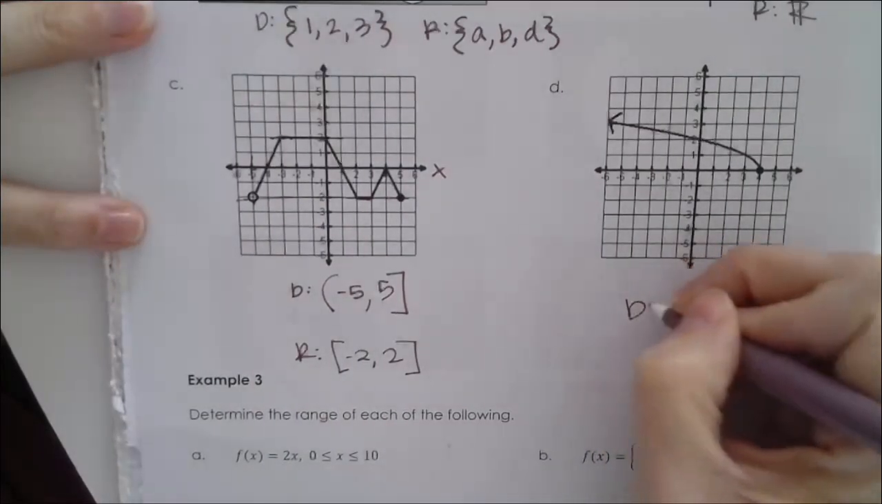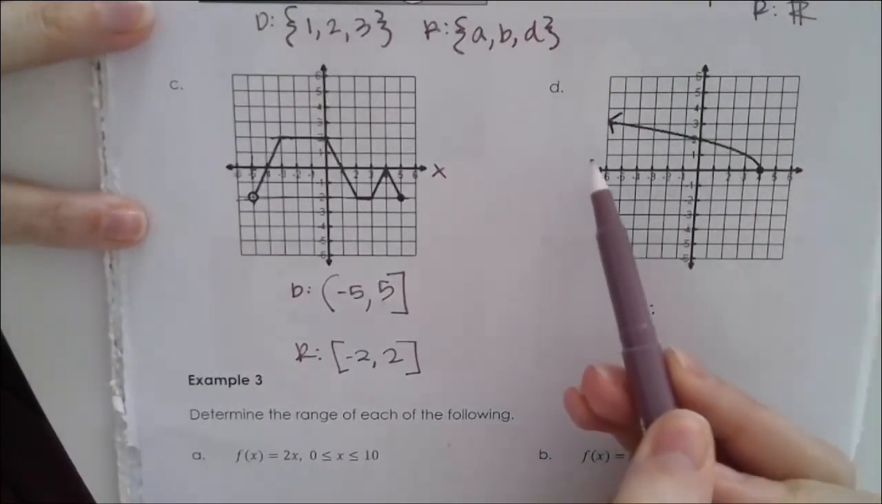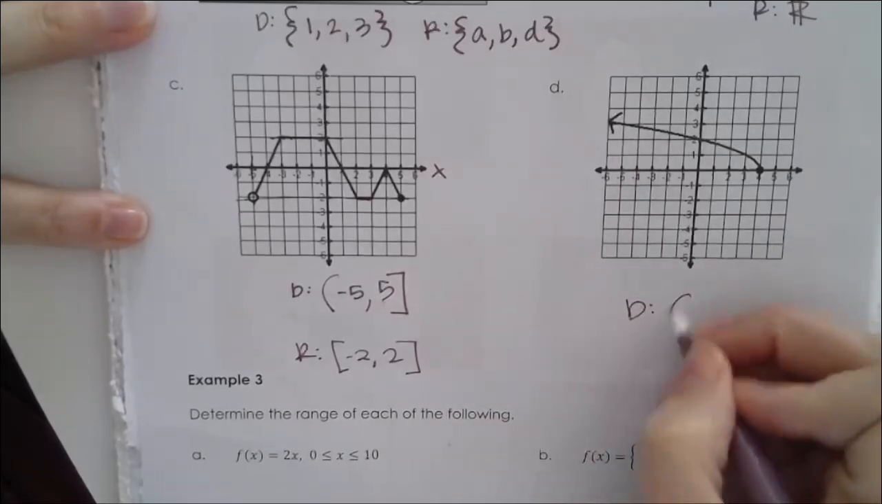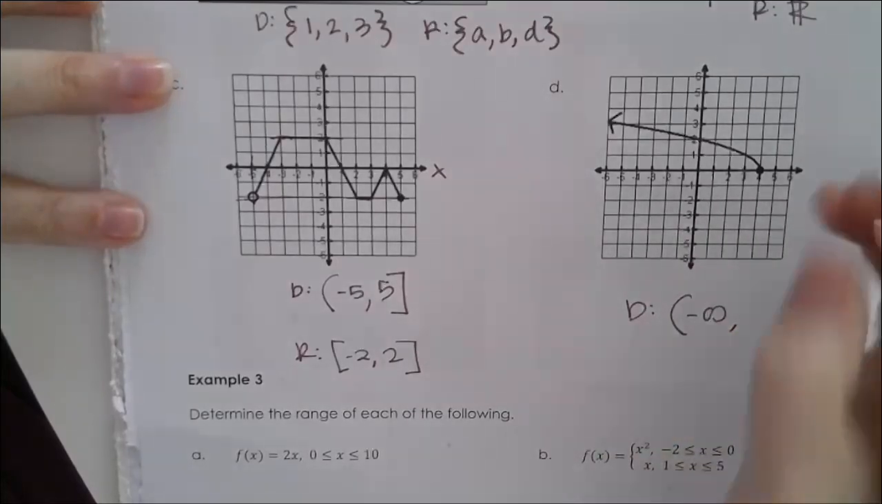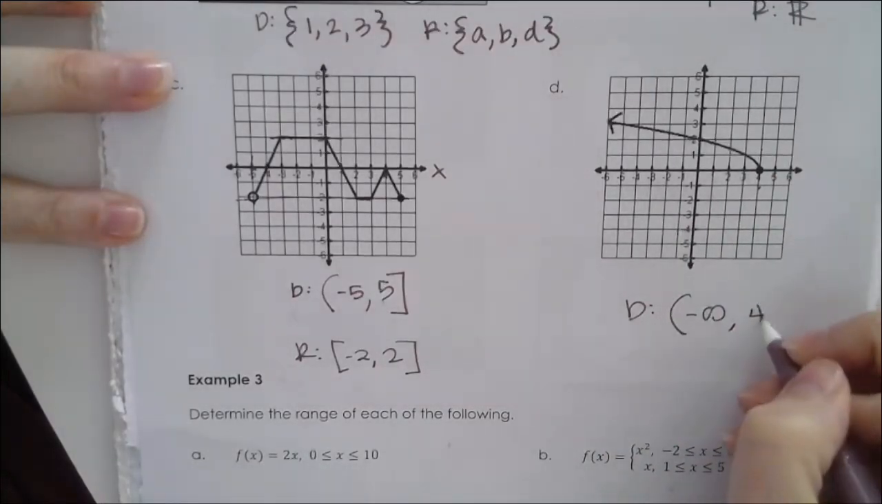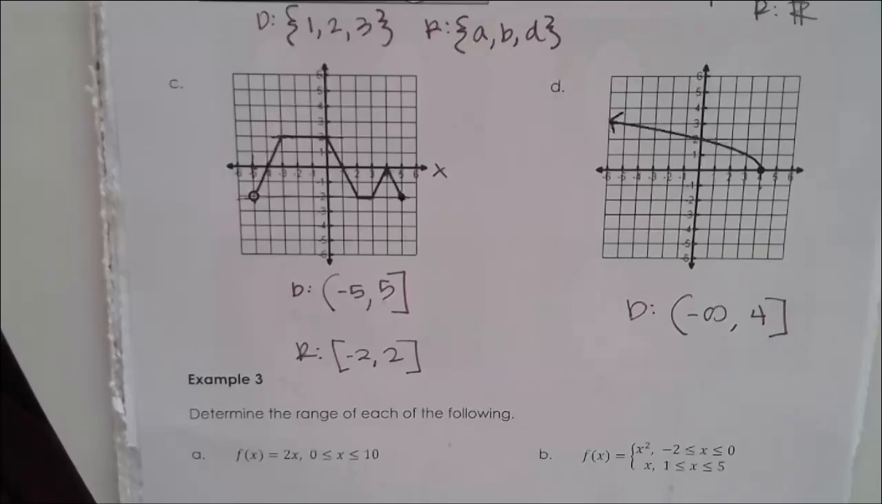D, domain. For this one, the furthest left it goes, we don't know because it's going to continue left forever. So soft bracket, negative infinity, it's going to go forever. And then to the right, the furthest it goes to the right is going to be 4, and that is a closed dot. So I'm going to put a hard bracket.